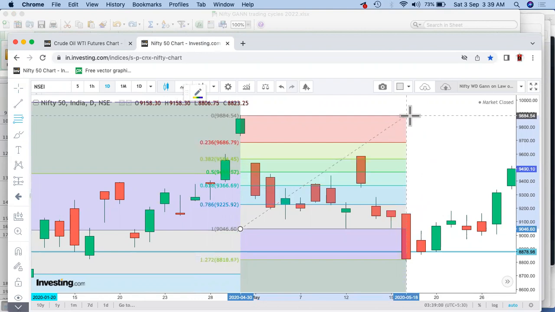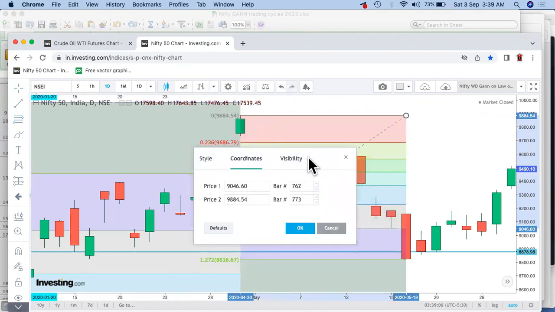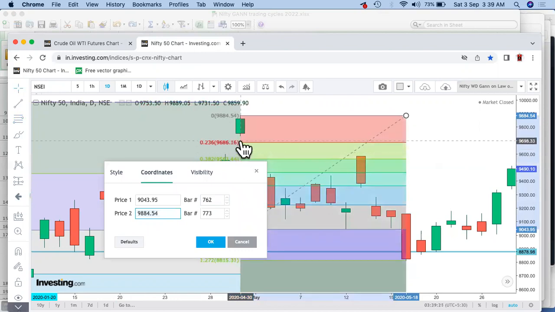So it comes down to that point. I may not be getting any exact accurate point, so let's try to get an accurate point. So this is my low, which comes down to 9043.95. And so this is my high. High comes to 89889.05. Right? So I got that.